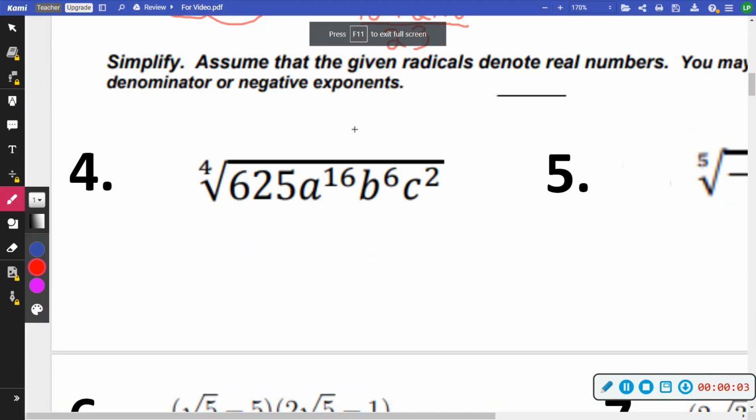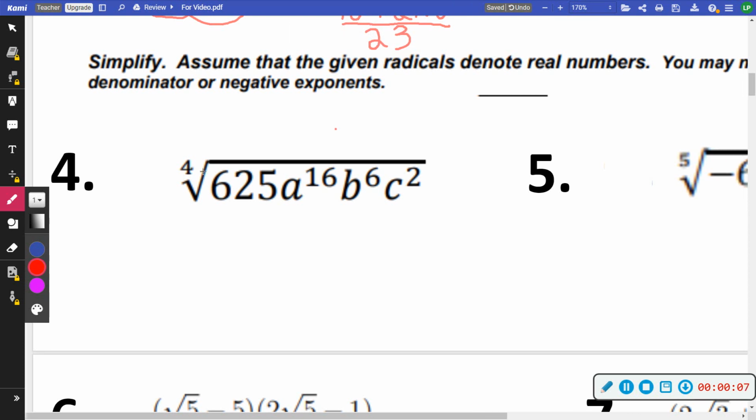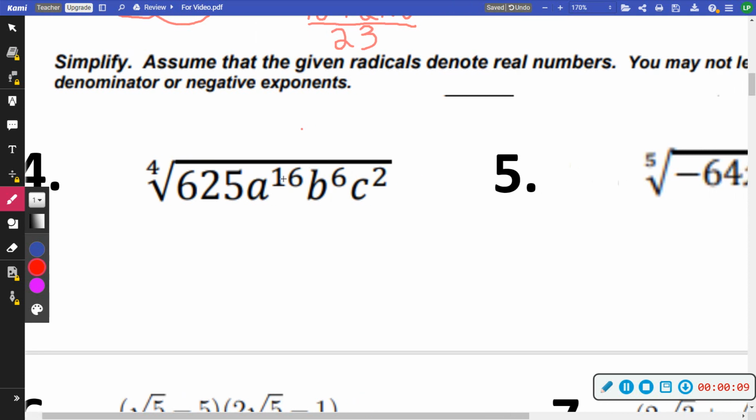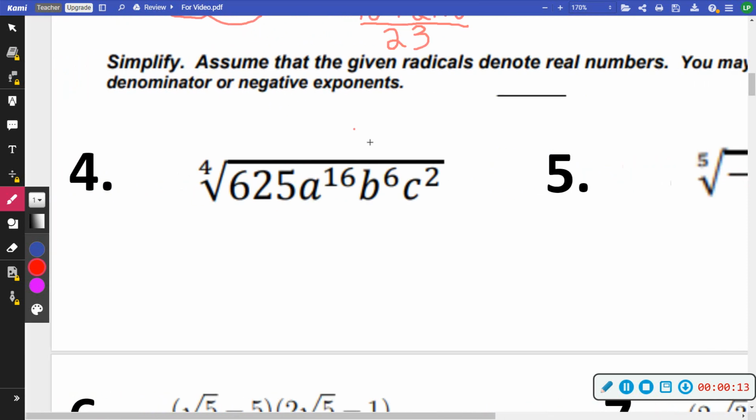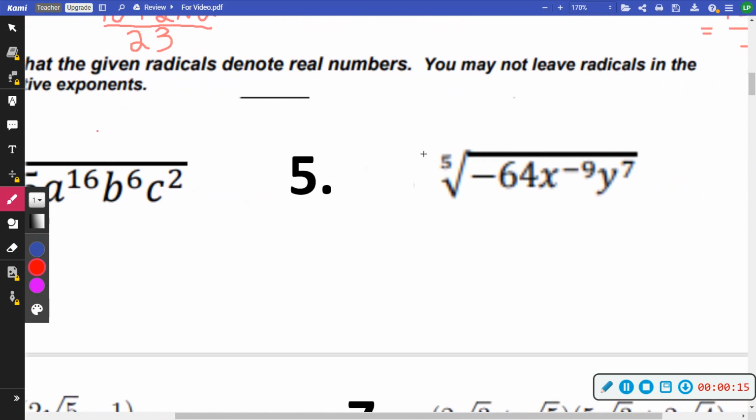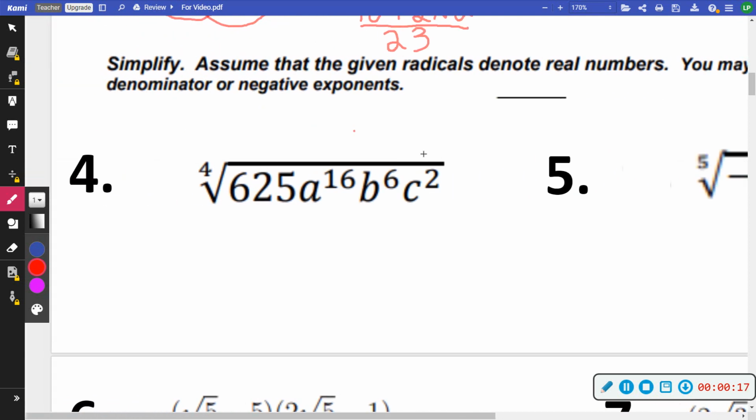All right, so here we're supposed to simplify, and we're going to assume that the radicands are all real numbers. So we don't have to leave radicals in the denominator or negative exponents. Oh, you cannot have negative exponents. Okay, so the first thing they're going to ask is, what is the fourth root of 625?